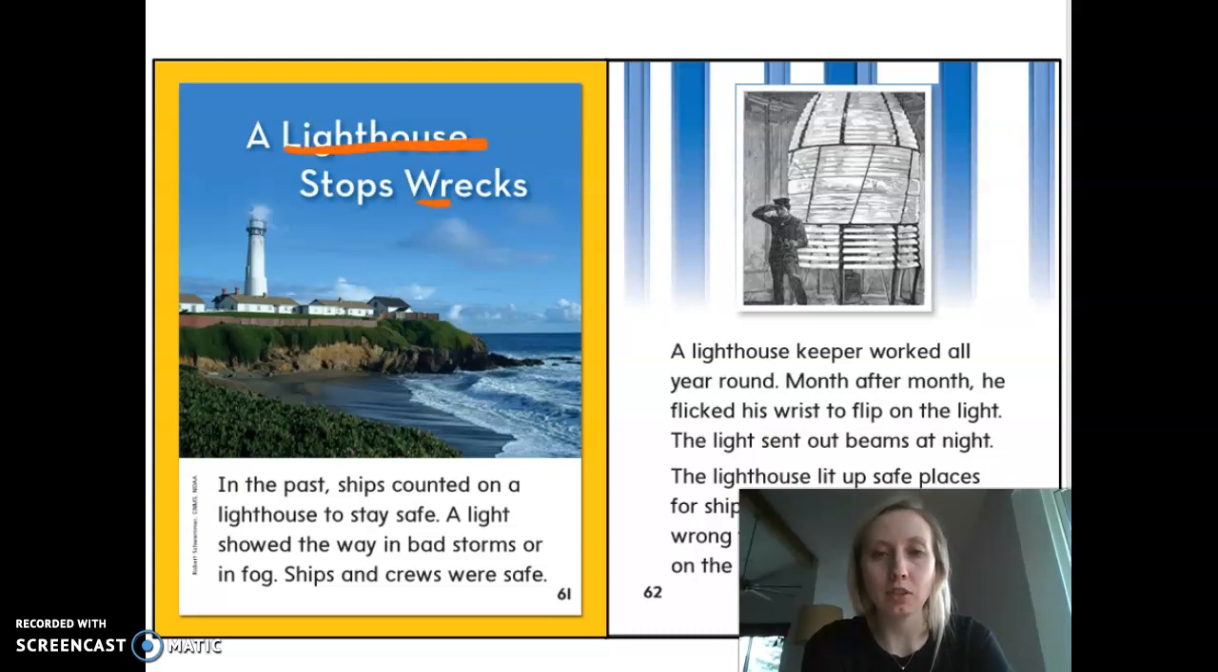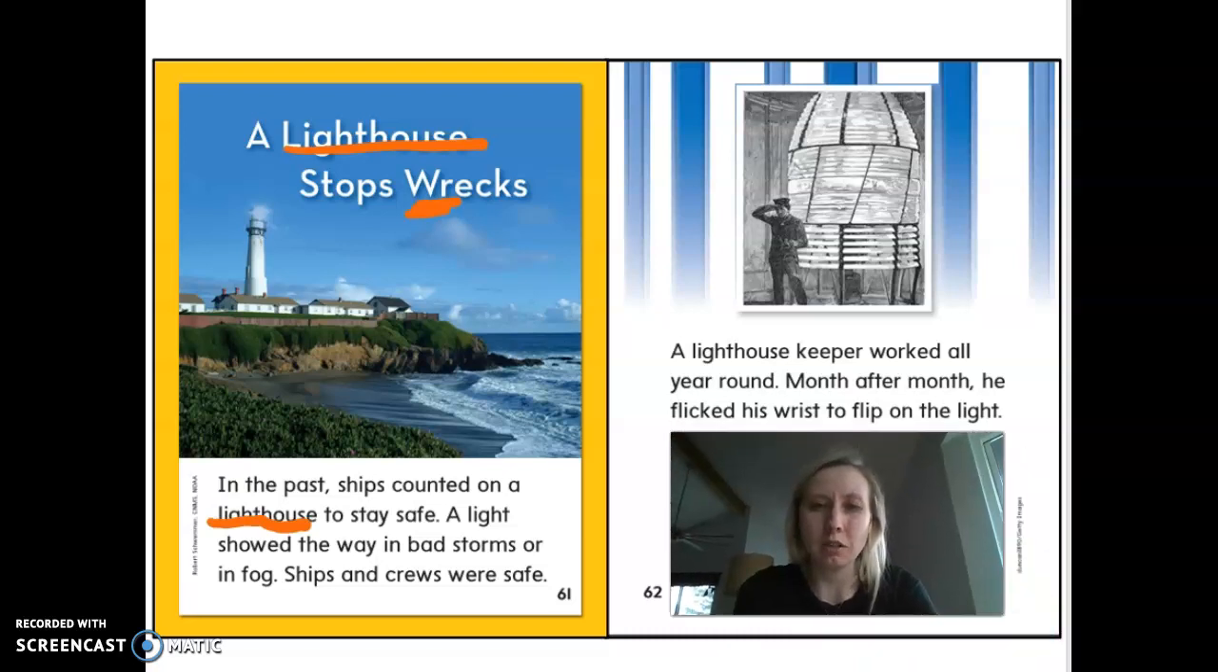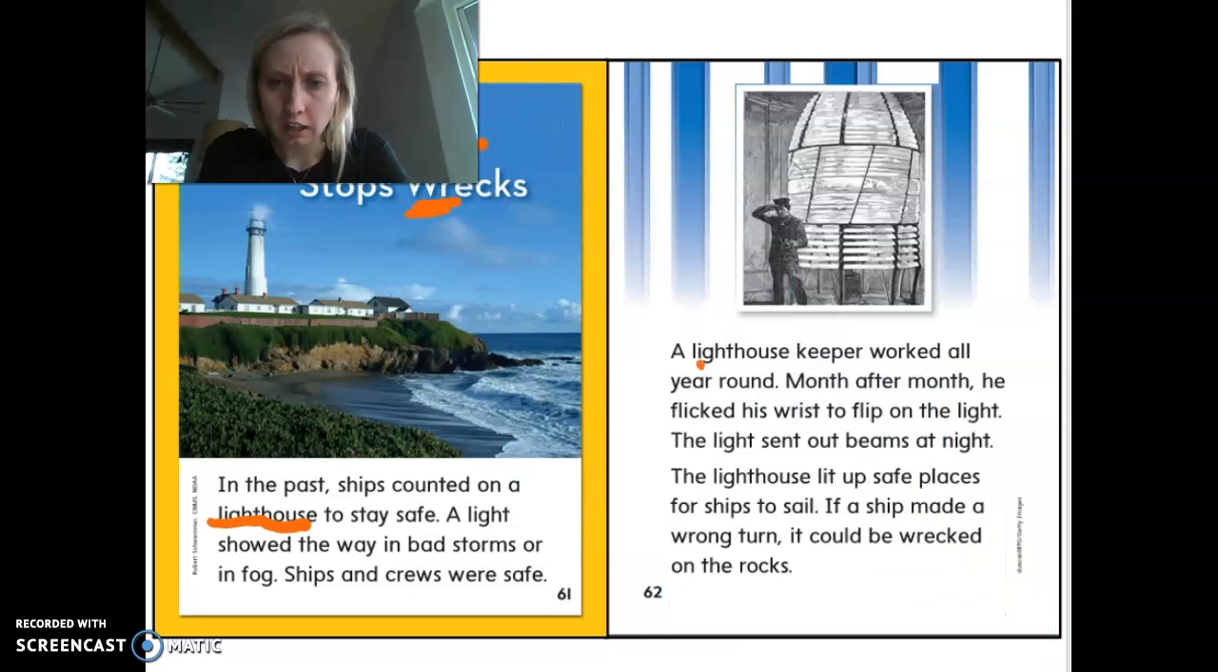A lighthouse stops wrecks. In the past, ships counted on a lighthouse to stay safe. A light showed the way in bad storms or in fog. Ships and crews were safe. So the crew is the people on the ship. A lighthouse keeper worked all year round, month after month. He flicked his wrist to flip on the light. The light sent out beams. The light sent out beams that night. The lighthouse lit up safe places for ships to sail.